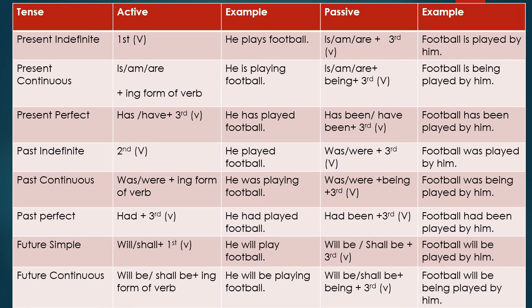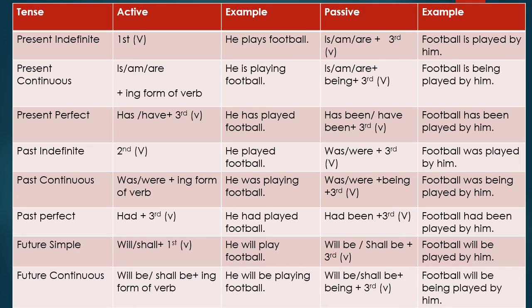Past indefinite tense. We use second form of verb in active voice, but in passive voice we use was, were plus third form of verb. For example, he played football. Football was played by him. Past continuous tense. We use was, were plus ing form of verb in active voice, but in passive voice we use was, were plus being plus third form of verb. For example, he was playing football. Football was being played by him.